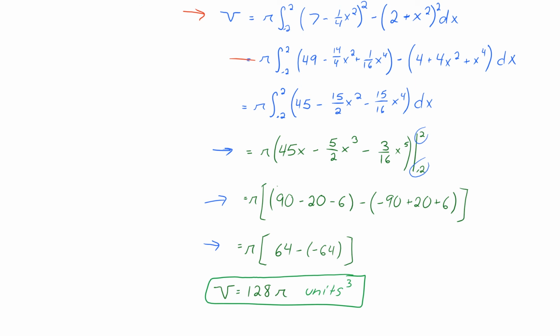Again, the hardest part is setting it up, but once you identify that you're using the washer method, you have rotation about a horizontal line, therefore it's going to be dx and everything in terms of x. Find your outer radius, your inner radius, put together the integral and solve.